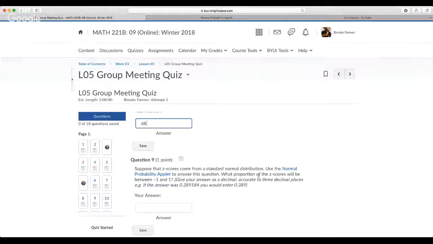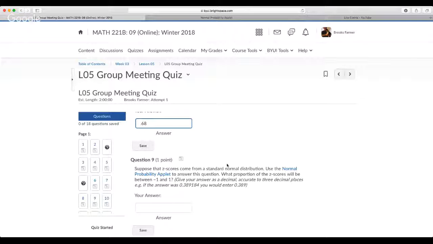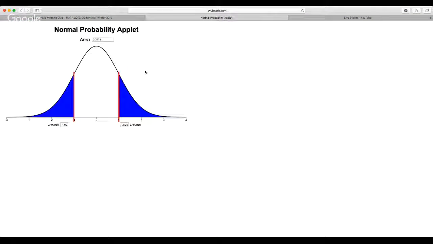All right. So I have a normal applet up here. I'm going to pop that in, you guys tell me what to put in. Are we on 9? Suppose that the z-scores come from a standard normal distribution. Use the normal probability applet to answer the question. What proportion of z-scores will be between -1 and 1? Give your answer as a decimal.